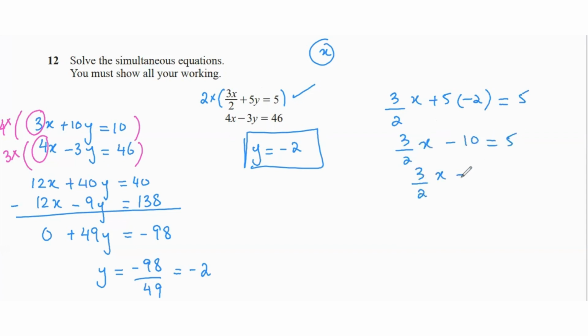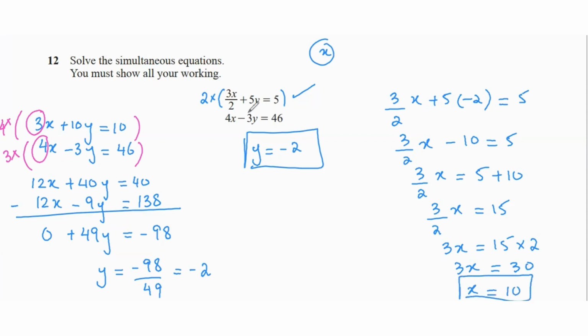3 over 2 x equals 5 plus 10, which is 15. So 3x is 15 times 2, which is 30. Hence, x is going to be 30 divided by 3, and that is 10. So when x equals 10, y is negative 2. And that is your answer.